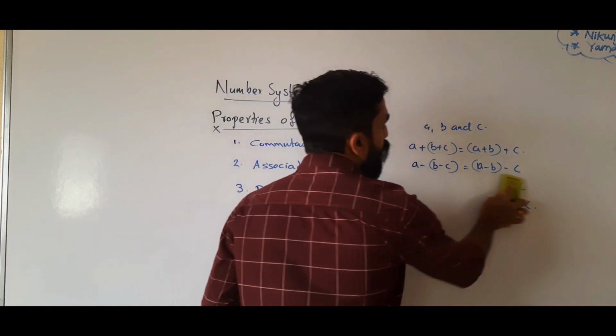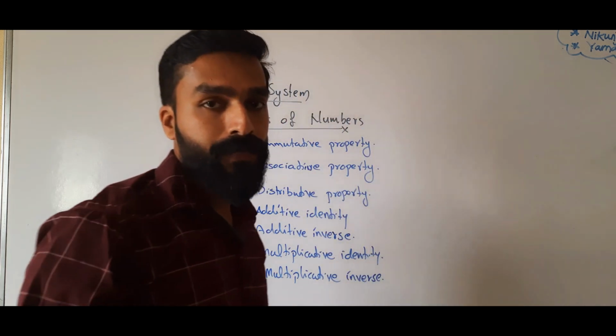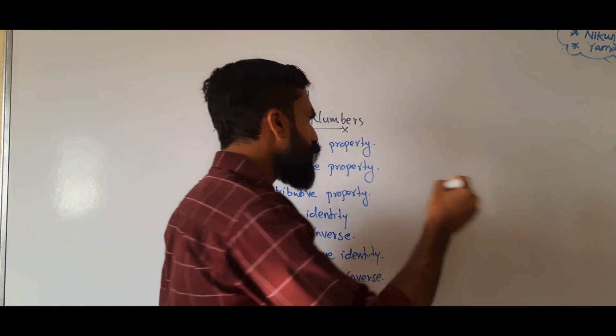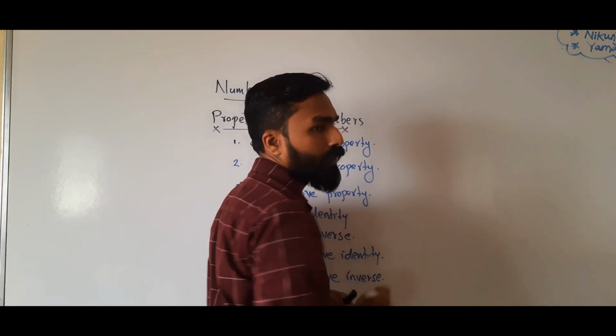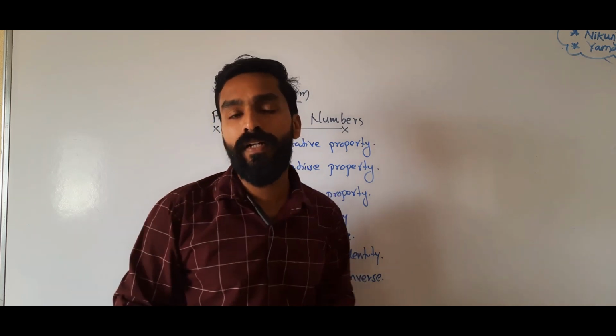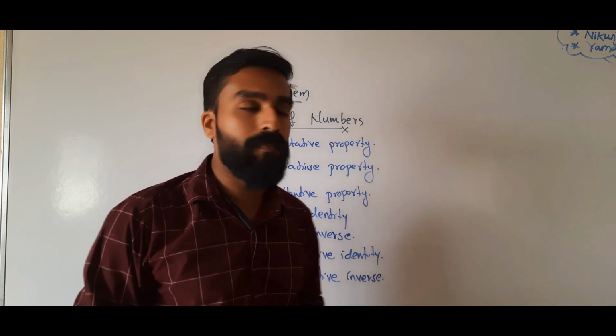In the word itself, the property is there, that means distributive property. Its meaning is that we are distributing some numbers. So in the distributive property, two cases are there. One is multiplication over addition. Another one is multiplication over subtraction.